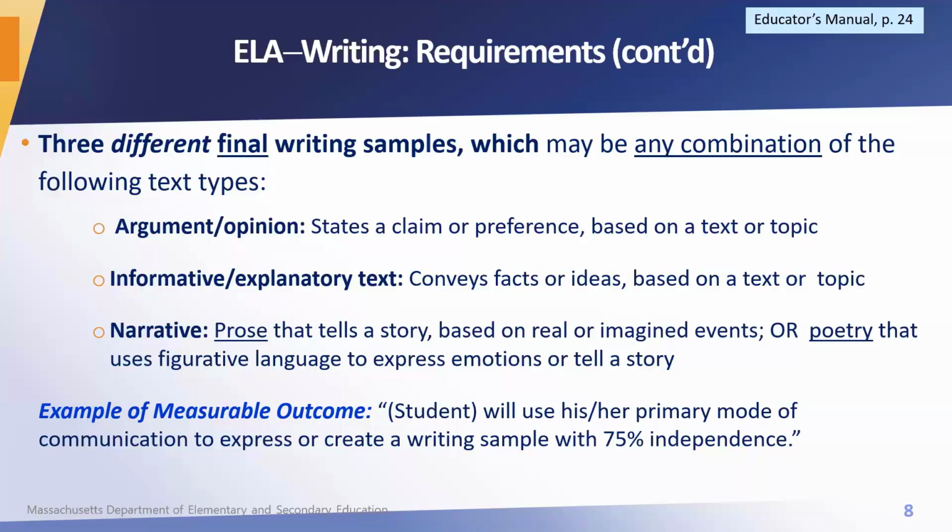So what's very different about writing is we're giving you this kind of overall global measurable outcome for the entry point. There's only one entry point, and it depends on which text type you use. So in this case, we can say student will use his or her primary mode of communication to express or create a writing sample. And then if you pick narrative, it would say narrative with 75% independence. I'm putting that independence in there. That's where I want to get with my student.